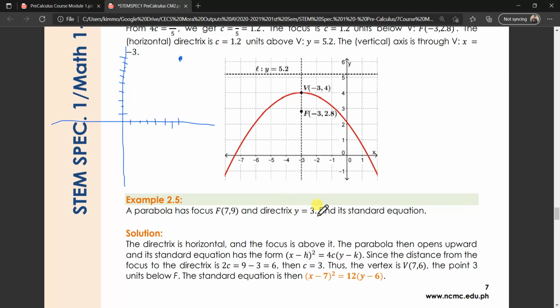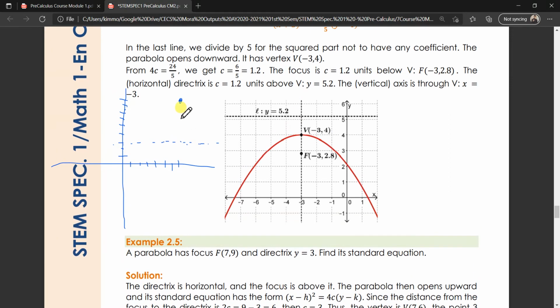And si directrix daw kay naa siya sa y is equal to 3. So, 1, 2, 3. So naa diri si directrix or katong broken nga line. So since nadari atong directrix, then nadari atong focus, and always ang parabola kay nag-open siya opposite sa ato ang directrix. So our parabola should be facing upward. So pataas ang open sa atong parabola.